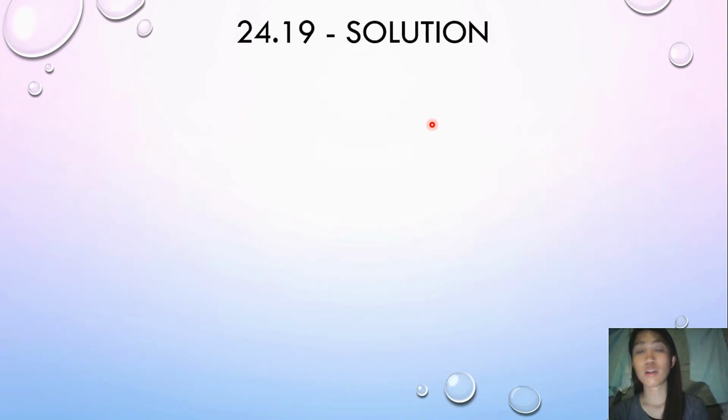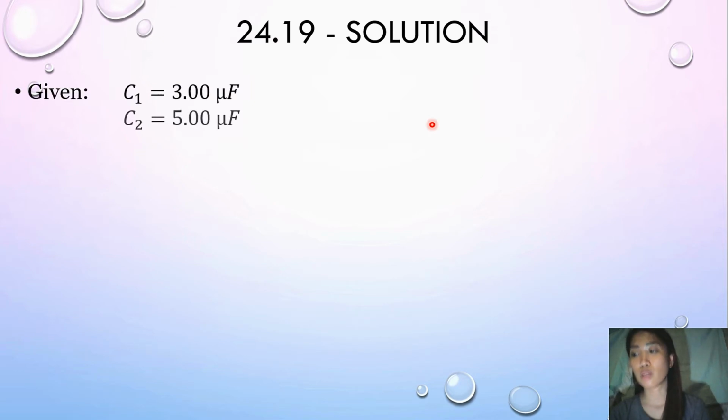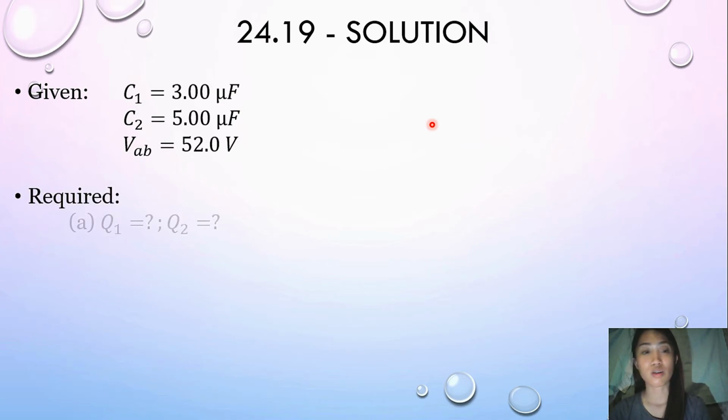So we are given in figure 24.9a, where C1 and C2 are connected in parallel, where C1 is 3.0 microfarad and C2 is 5.0 microfarad, and the potential between A and B is 52.0 volts. We are required to find the charge in each capacitor, Q1 and Q2, and the potential in each capacitor, V1 and V2.